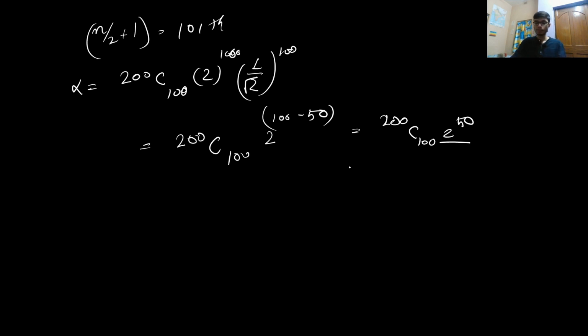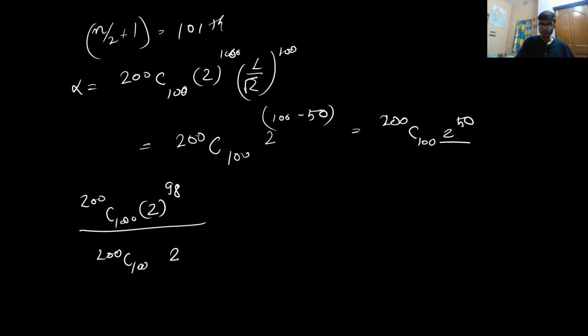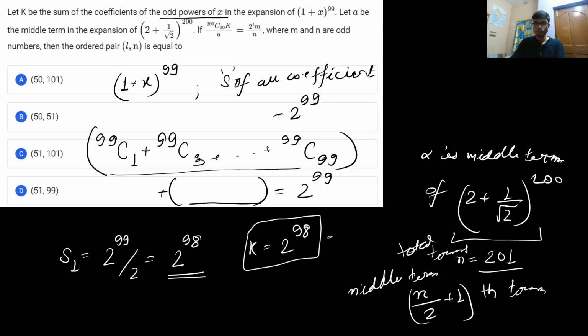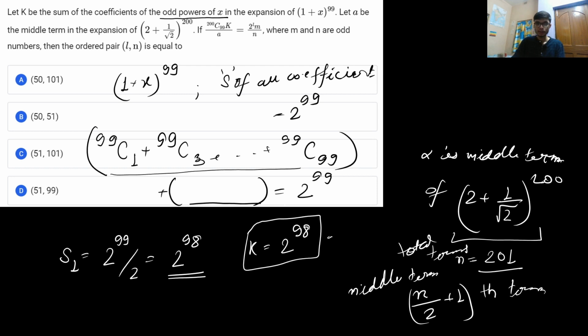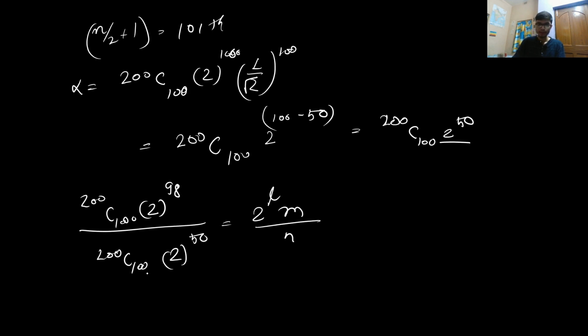Okay, and what is asked in the question? It is asked in the problem that 200C100 2^98 divided by 200C100 2^50 is equal to 2^l m by n, and it is not 200C100, it is 200C99. Okay, which is given in this particular format.